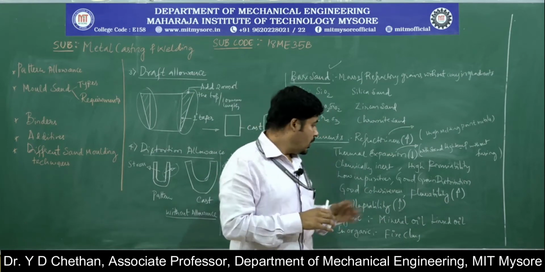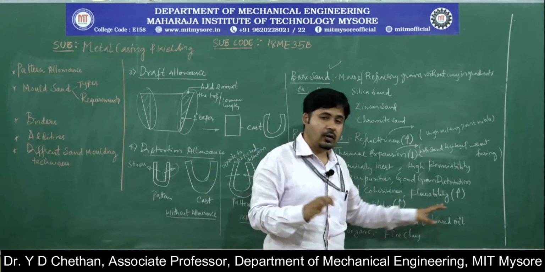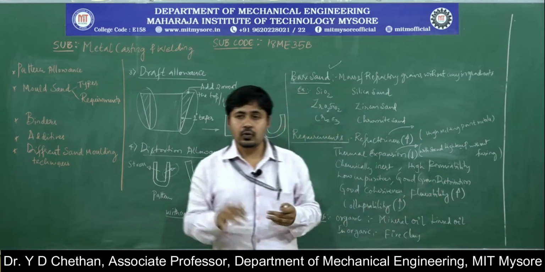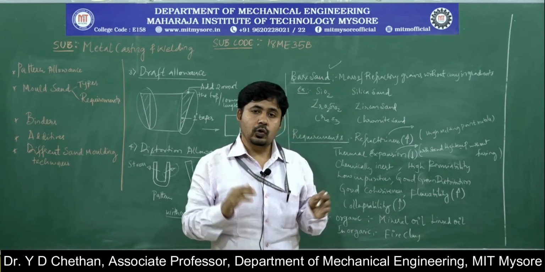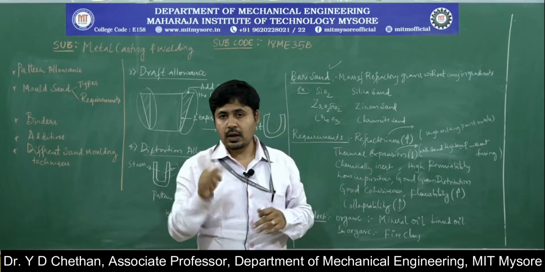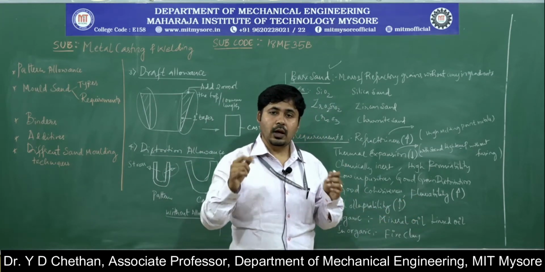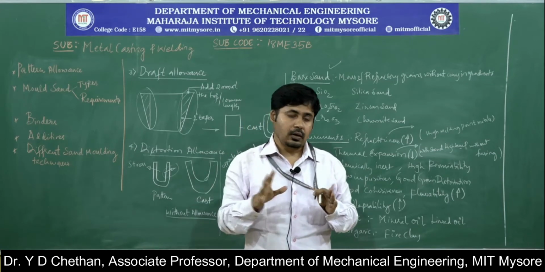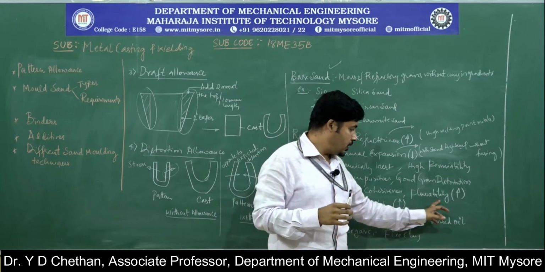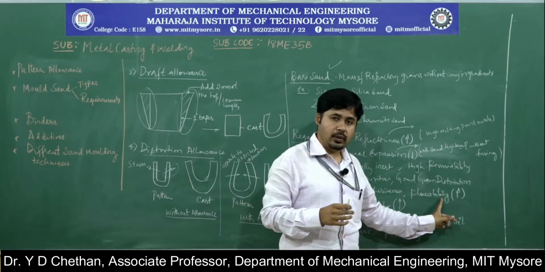We are not talking about flowability in terms of fluids. I am talking about the flowability of sand. I can define flowability as the ability of a sand to move into each and every nook and corner of the contours of a pattern when the ramming process is taking place. Once again I will repeat, flowability is the ability of the sand to move to every corner of the pattern when the ramming process is taking place. For this base sand, it should have higher flowability.